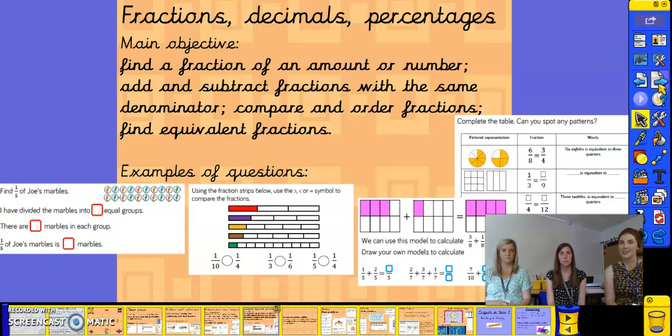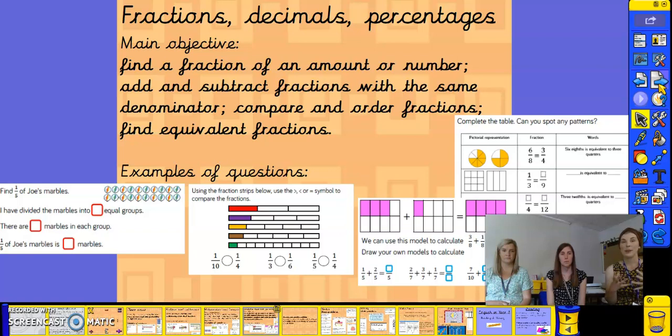Fractions, decimals and percentages is another area of learning which we will cover, building on the Year 2 curriculum. One of our main objectives, finding a fraction of an amount or a number, also adding and subtracting fractions with the same denominator, comparing and ordering fractions and finding equivalent fractions.